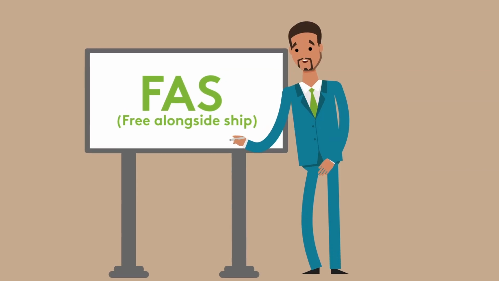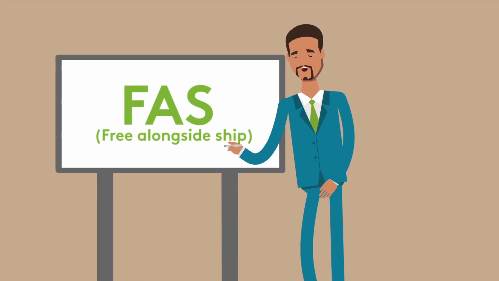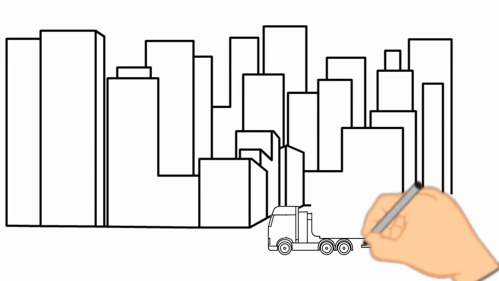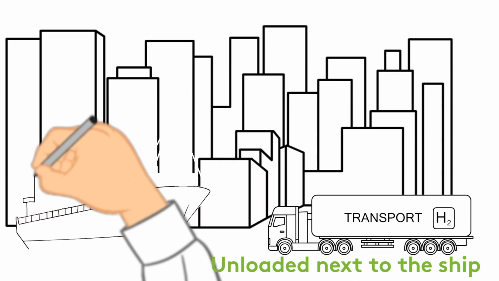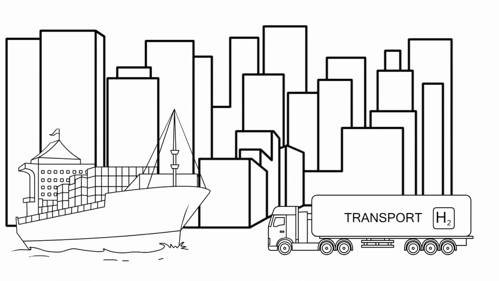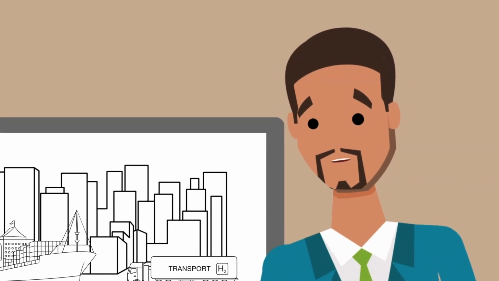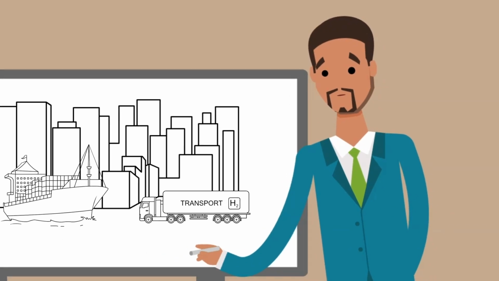FAS, free alongside ship. According to the FAS Incoterm, the seller is responsible for the inland transit of the products until they are unloaded next to the ship and pays for the export clearance. The buyer takes responsibility when he receives the products and pays for the transportation, the import clearance and duties.